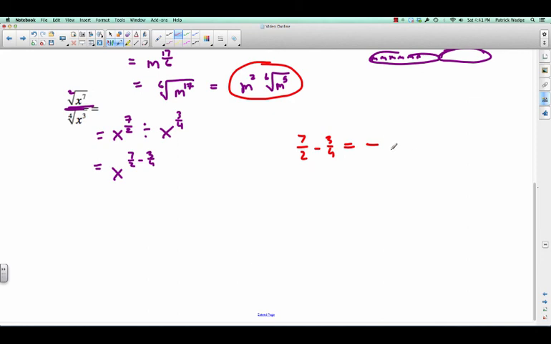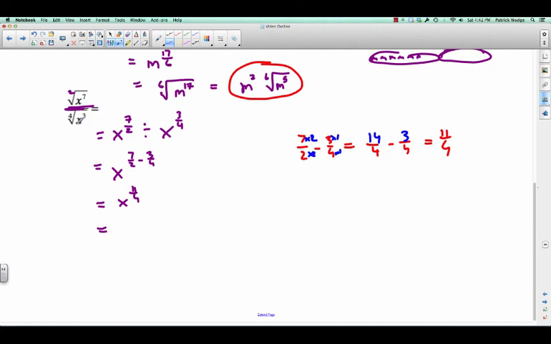Again, you need common denominators. Lowest common denominator is 4. What do you have to multiply this by? 2 and 2. Whoops. And this, you didn't have to do anything. Multiply by 1, I suppose. So you end up with 14 here and 3 there. You end up with 11 over 4. So we get x to the 11 over 4.